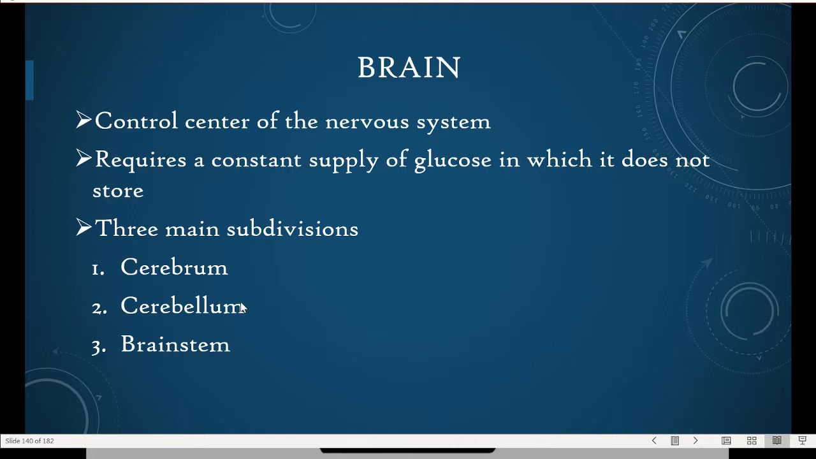There are three main subdivisions of the brain: the cerebrum, the cerebellum, and then the brainstem. The brain requires a constant supply of glucose, which it can't produce itself. It's totally dependent upon the circulatory system to deliver this glucose to it.